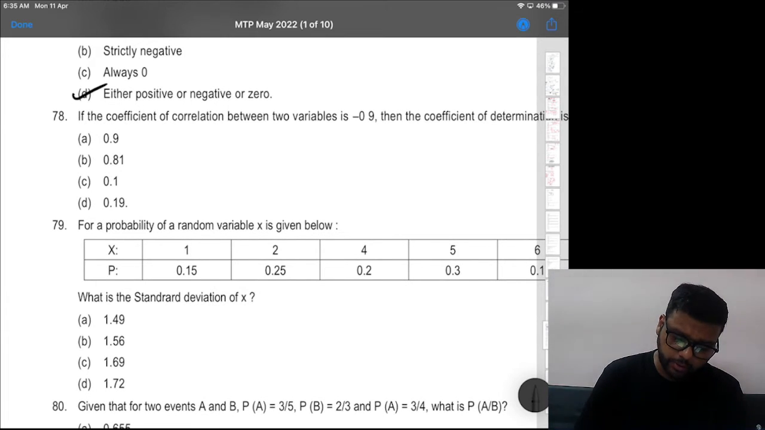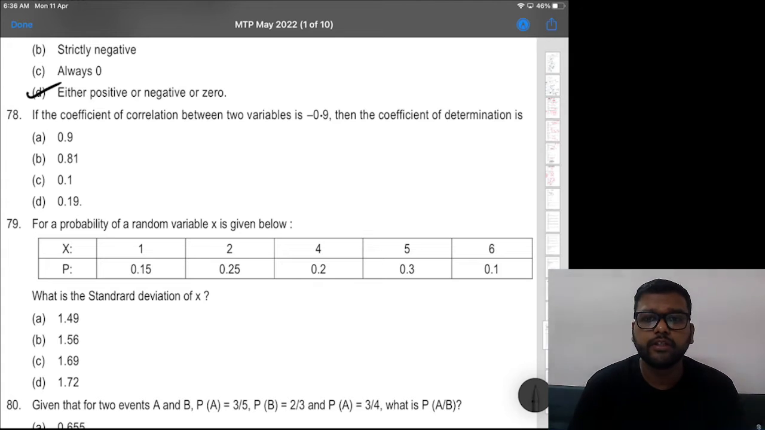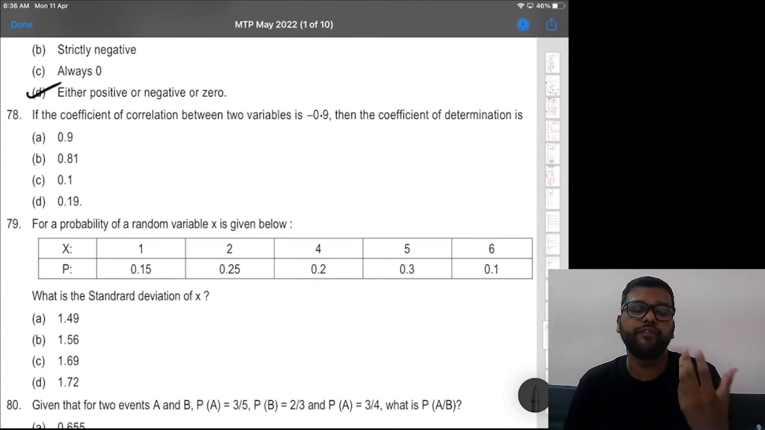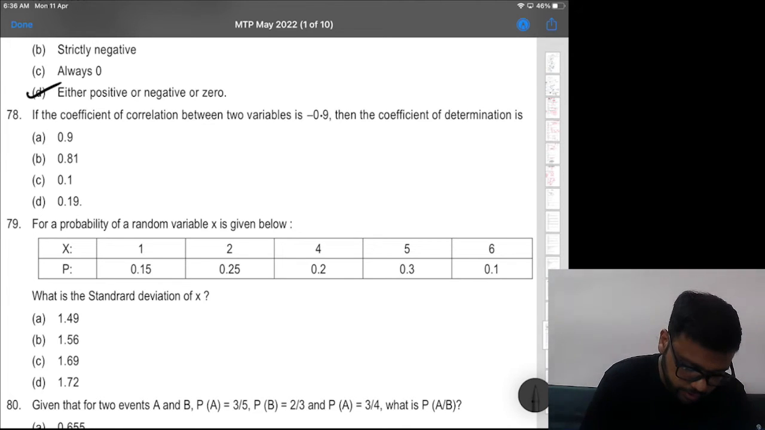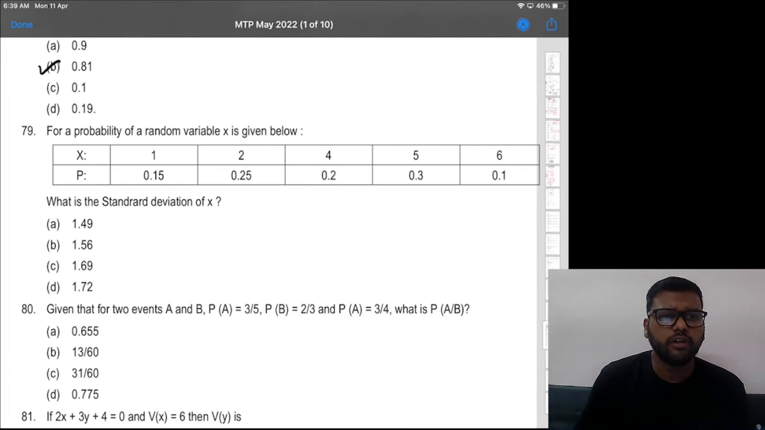Next, 78. If coefficient of correlation between two variables is minus 0.9, then coefficient of determination is what? Square of coefficient of correlation, r square. So r square is going to be 0.81. Option B.